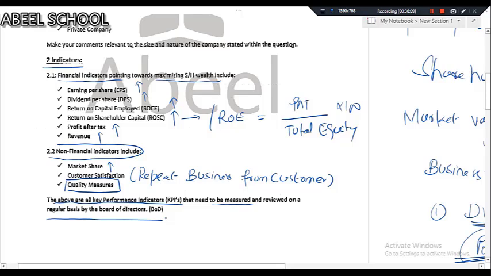The same applies to non-financial indicators. If market share is increasing, customer satisfaction is increasing, the quality of your product is excellent, and day by day the quality of the product is increasing, it means sooner or later, definitely shareholders' wealth will be maximized, because financial indicators are on the right track, and non-financial indicators are on the right track as well. So all these are key performance indicators, and it is the responsibility of the BOD to review these key performance indicators.